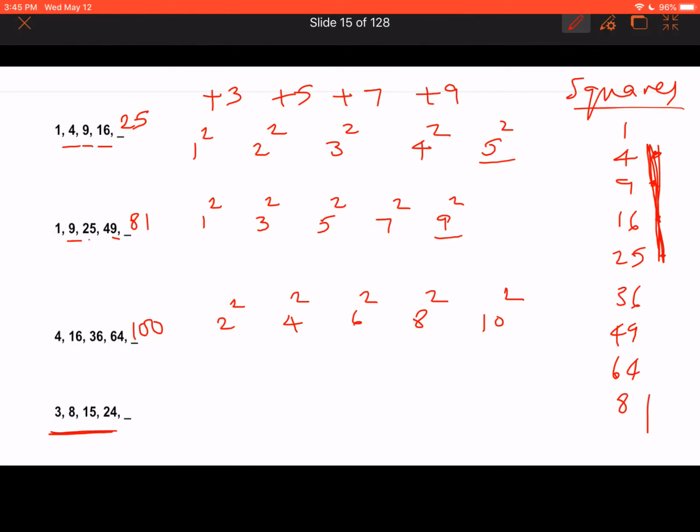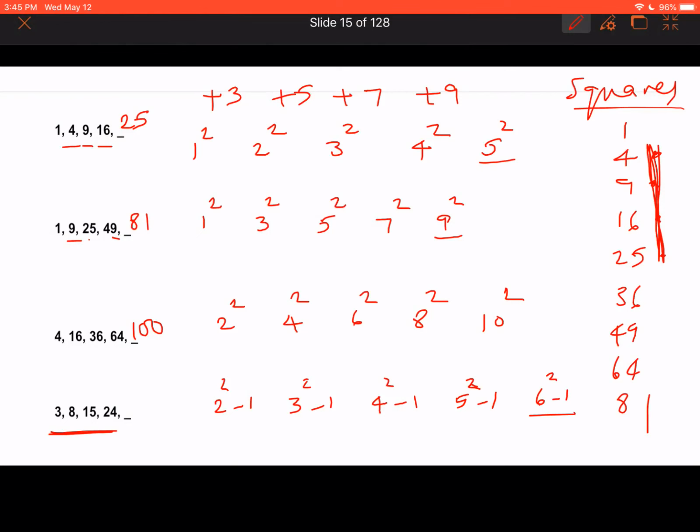Yes. So the first number 3 is 2 square minus 1. Second number 8 is 3 square minus 1. The third number 15 is 4 square minus 1. The fourth number is 5 square minus 1. So the pattern is clearly evident. So the next number is going to be 6 square minus 1.